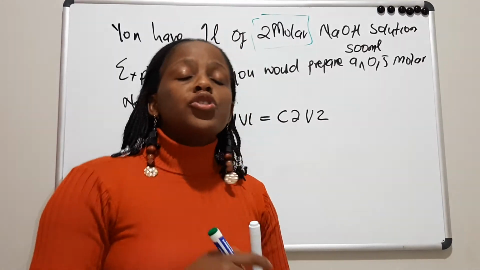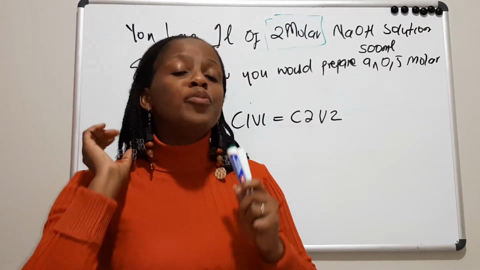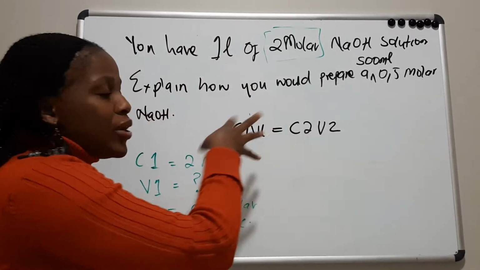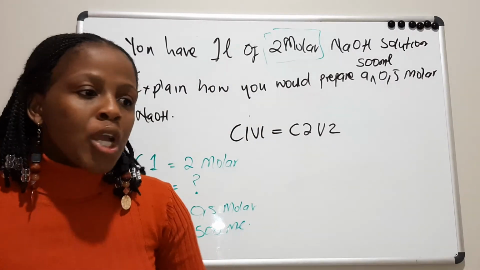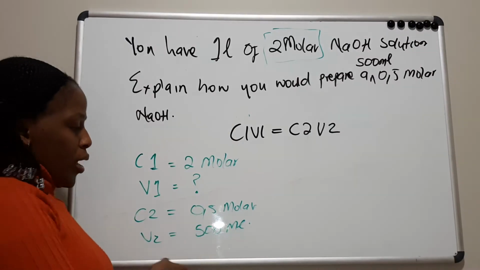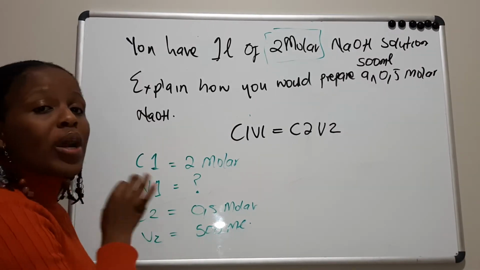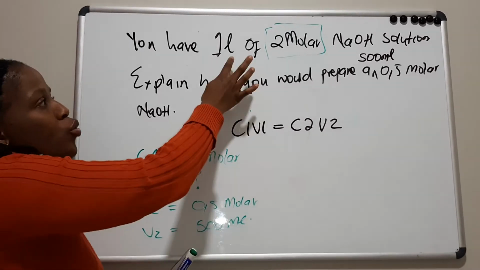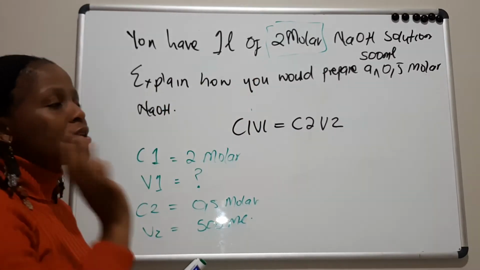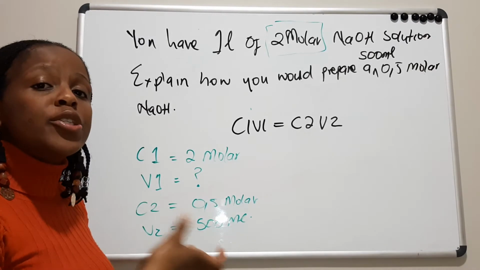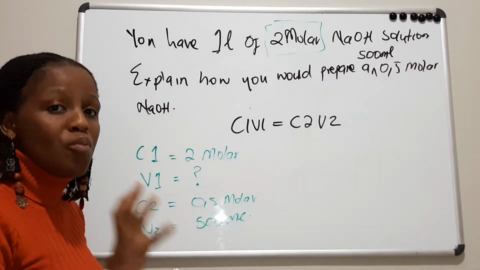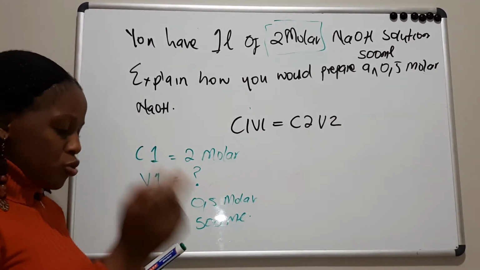And again, what you need to always remember is that your units must be the same before you can use this formula. So now we know that what we need to calculate is V1. It's how much of that 1 liter 2 molar sodium hydroxide solution we need to take to be able to prepare a 500 ml 0.5 molar sodium hydroxide solution.